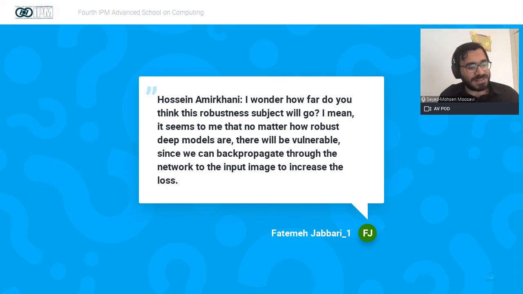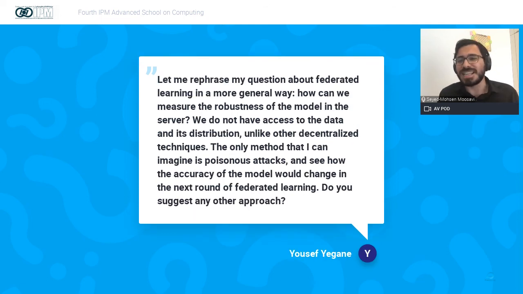I guess robustness research will go on until we reach either a negative result saying that we cannot achieve robustness, or until we achieve very robust models. So I guess until then, the robustness research will go on. But as I said, backpropagation is not a problem anyway. Okay.